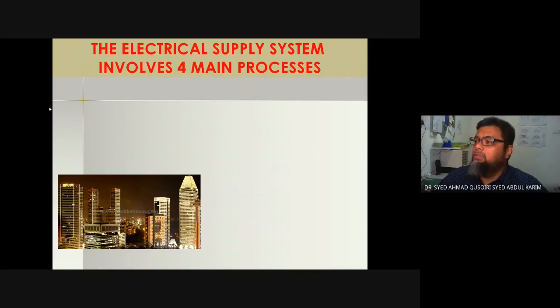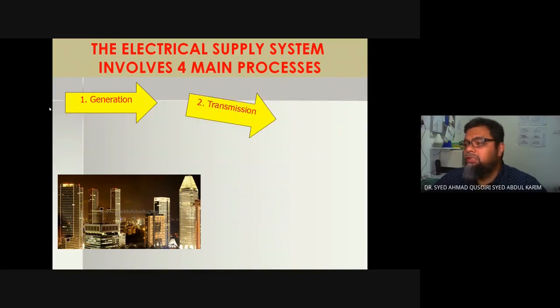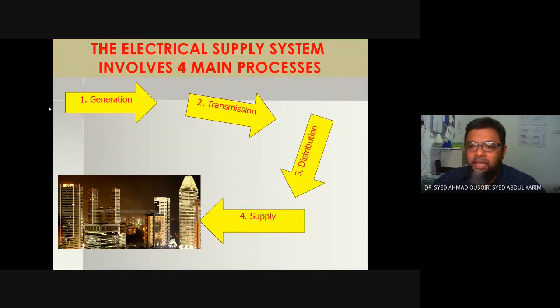Now we move on into the electrical supply system. So the electrical supply system involves four main processes. We have the generation, transmission, distribution, and the actual supply. So there are four stages in making sure that the end user has the supply of electricity.